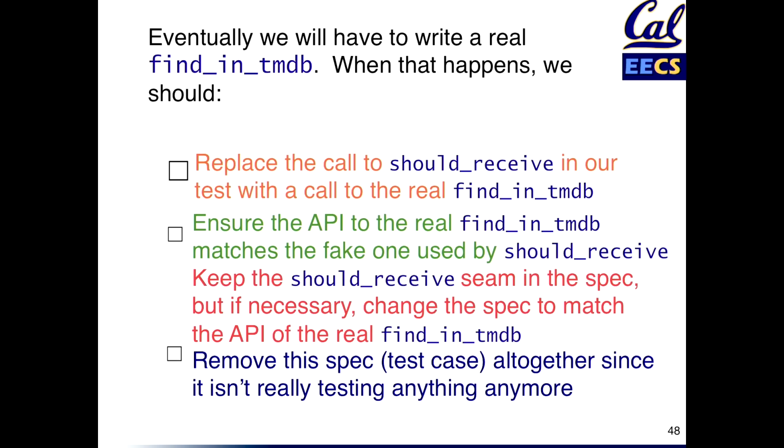So could we replace the call to should receive with a call to the real find in TMDB? We could do that, but then we've coupled the behavior of our controller tests with the behavior of whatever find in TMDB actually does. Now, this is a double-edged sword, right? There's a very legitimate argument that says, well, look, if somebody actually changed find in TMDB in a way that breaks my test, that means that my test made some assumptions about how you call that method, and somebody has now gone and changed the method so that my assumptions aren't true. If I was calling the real find in TMDB, I would know that immediately.